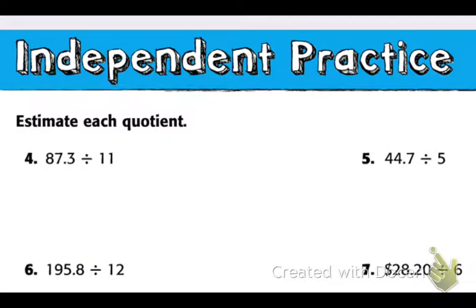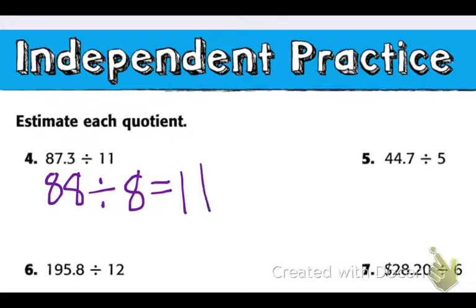All right, independent practice. Estimate each quotient. Well, this time I'm dividing by 11, so I'm going to go ahead and estimate 87 and 3/10 to 88. I can do 11 times 8, or 88 divided by 8 is 11. So that means that it must be around 8. Okay, moving on to number 5.